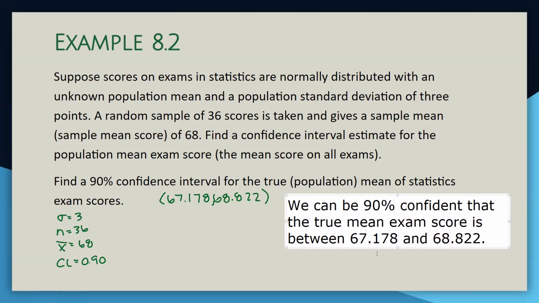So for this problem, we knew that we were talking about exam scores on a statistics exam, and we are trying to estimate that true mean for statistics exam scores. So we know that we can be 90% confident that that true mean exam score is between 67% and 68.8%.